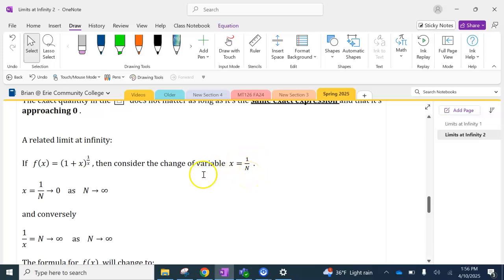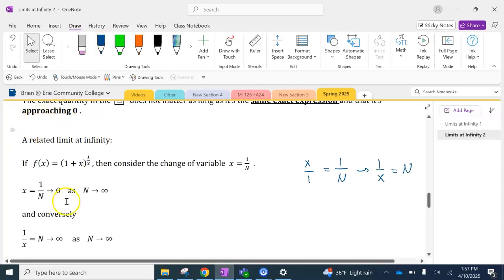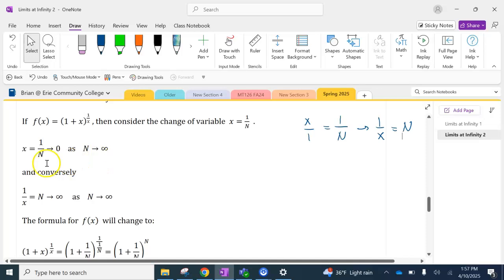If we let x equal 1 over n, then if we reciprocate both sides, writing x as x over 1, and if that equals 1 over n, flipping both sides over, we get 1 over x is n over 1, which is just n. We can see that as n gets bigger and bigger, x is going to approach 0. As n goes to infinity, 1 over n approaches 0. Flipping both sides over, we have 1 over x is equal to n, as we just showed, and that approaches infinity.